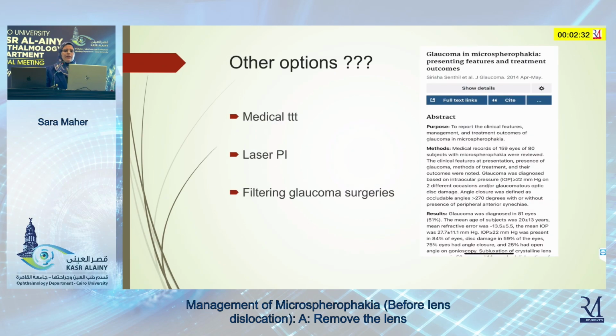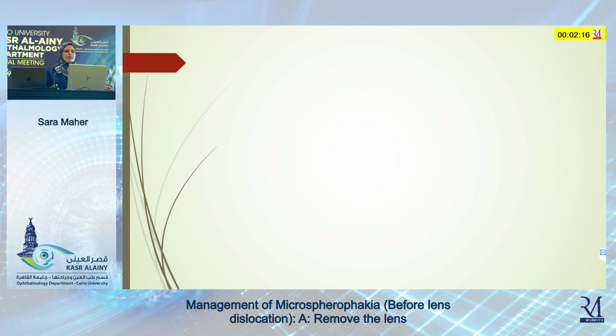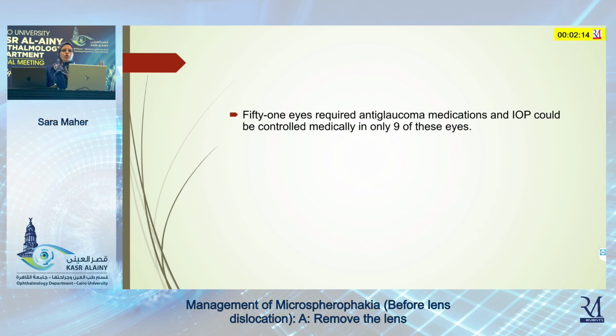Of course, when I went back to the literature, most of the evidence is drawn from retrospective studies. There are no prospective studies because of the rarity of the condition. But the available options are to manage the glaucoma medically, do laser PI, or filtering glaucoma surgeries. In the largest retrospective cohort study so far, they found that 51 eyes required anti-glaucoma medications.